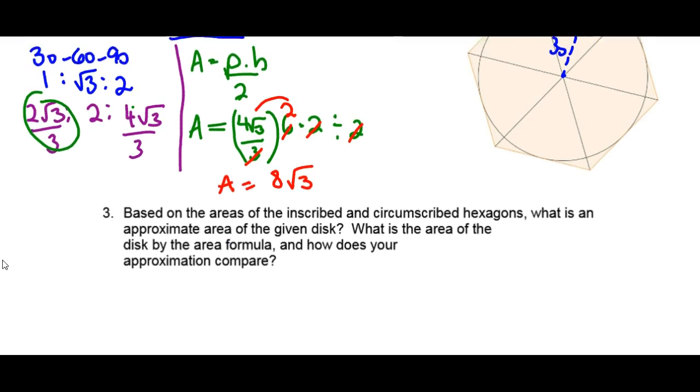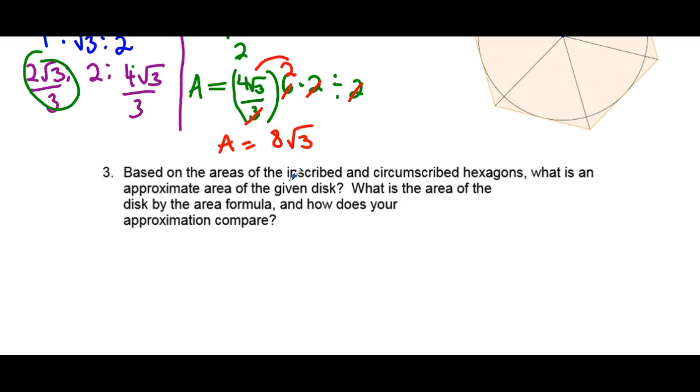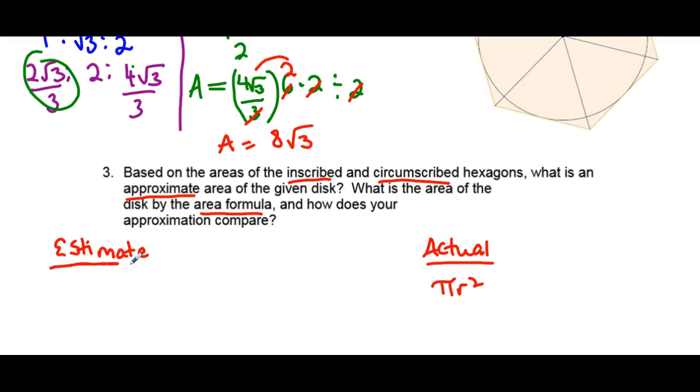There we go. In question 3, based on the areas of the inscribed and circumscribed hexagons, what is an approximate area of the given disk? Then, what is the area of the disk by the area formula, and how does your approximation compare? So over here, we're going to do an estimate using what we did with the hexagons, and over here, we'll do the actual by formula using pi r squared. Oh, this is the easier one, of course. So if the radius is 2, our actual is going to be 4 pi.